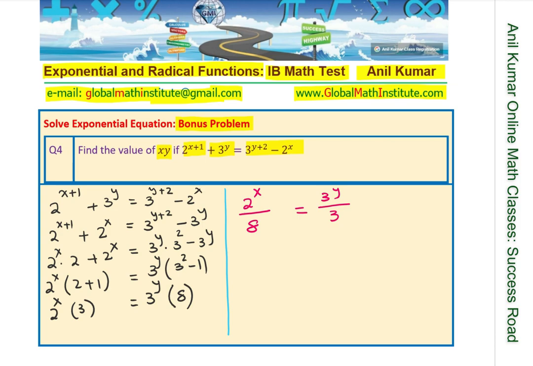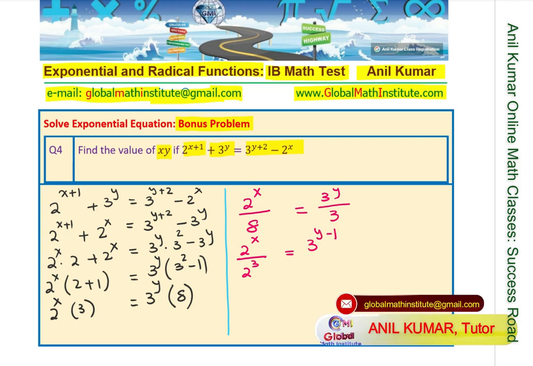Correct? So now once I write it like this, 8 is 2 to the power of 3, and 3 is 3 to the power of 1. And therefore, I could write this expression as 2 to the power of x divided by 2 to the power of 3, and here, 3 to the power of y minus 1. And that gives you 2 to the power of x minus 3 equals 3 to the power of y minus 1. Make sense?